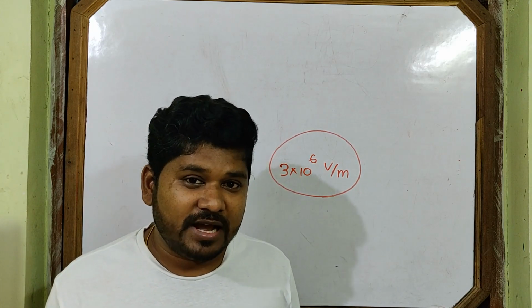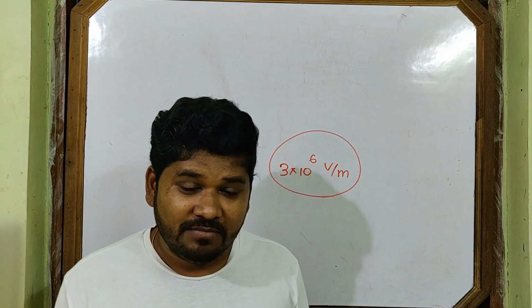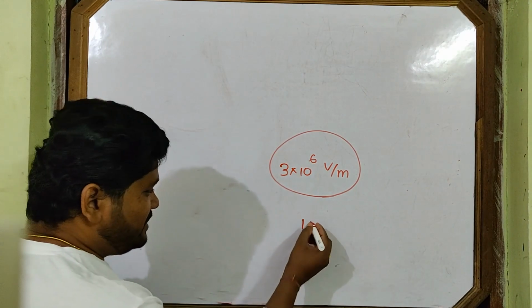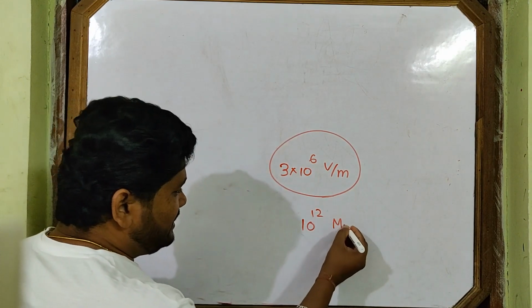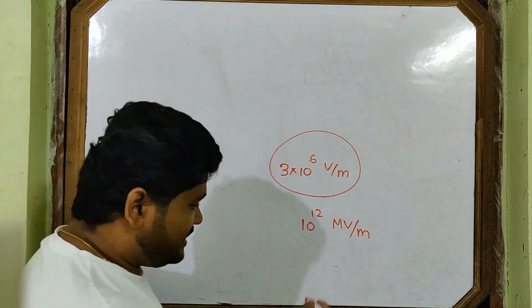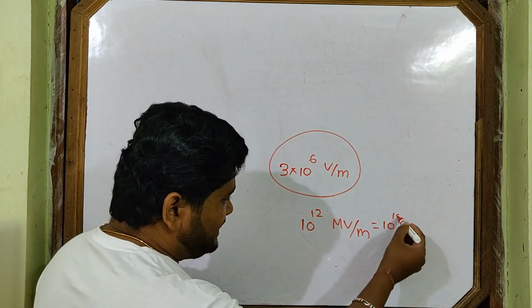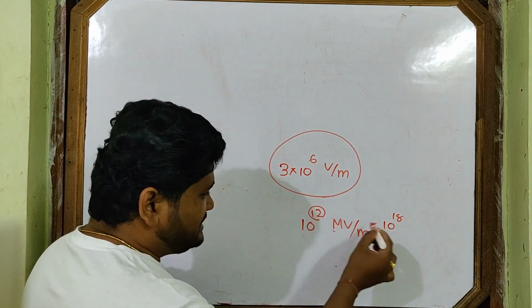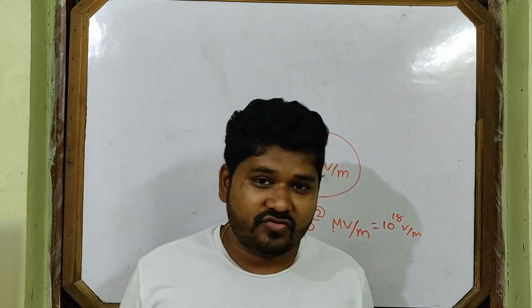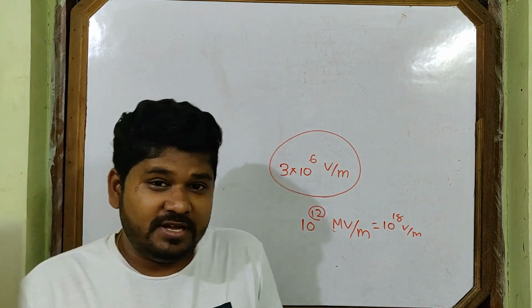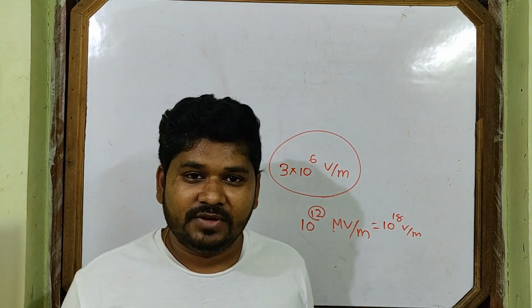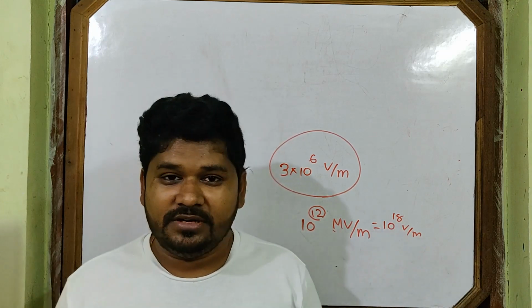But what is the dielectric strength of vacuum? Do you know? Vacuum is an excellent dielectric. Do you know what is the dielectric strength of vacuum? It is 10 to the power 12 megavolt per meter, that means 10 to the power 6 times 10 to the power 12, which is 10 to the power 18 volt per meter. This is the vacuum dielectric strength. Much more, because there is nothing in vacuum to polarize.